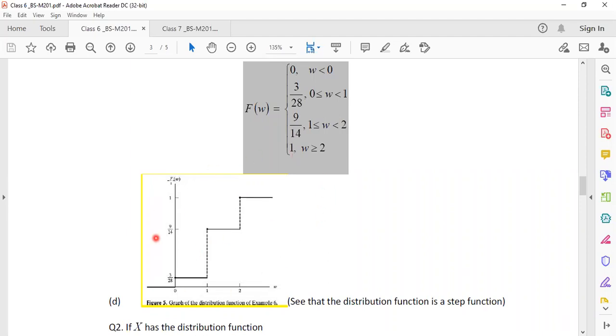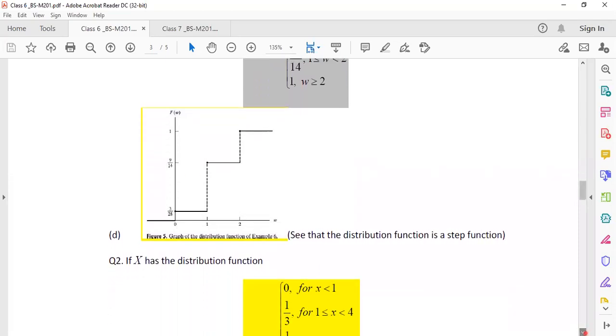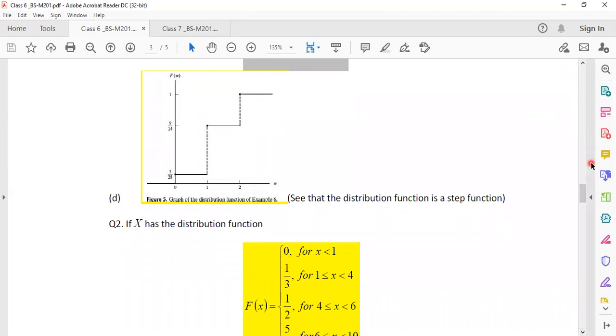So you see that the distribution function is a kind of step function, and you have worked on step functions many a times earlier in your school days. So the distribution function is an example of a step function, one of the special cases of step function. So that is how we calculate the distribution function, and we try to plot them.